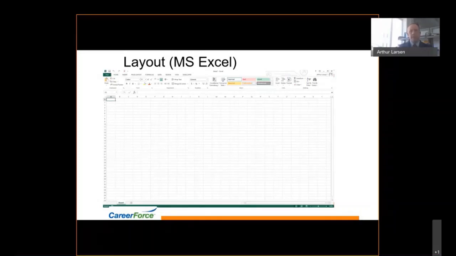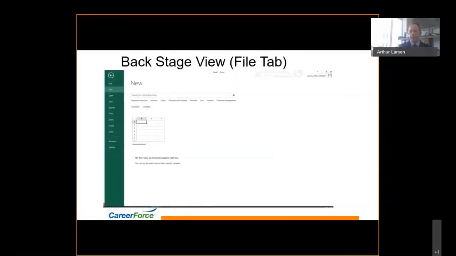What we're going to talk about first here is something called the backstage view. And this is, again, very similar to Word. And that's the File tab right here. It may be colored in your version or not. But when you click on the File tab right there, what's going to happen is you're going to get kind of the backstage view. This is where all your settings are. And you can make things look different. You can add things. You can take away things.